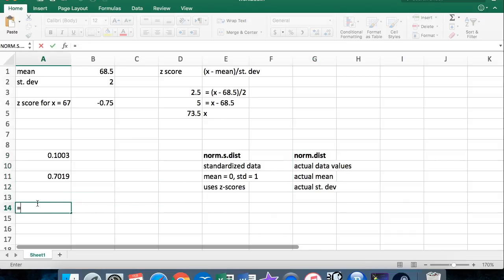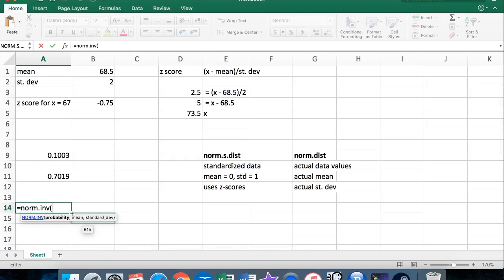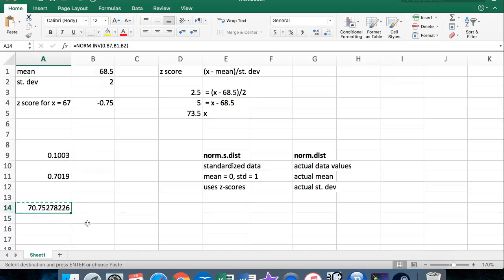But now, if you want to find a data value given a probability, it's not dist. You're going to be using inverse. So norm.inverse will take a probability as an input, and then your mean and your standard deviation, and it will give you the actual data value. So here, it's 87% that a randomly chosen adult male's height will be less than how many inches. This means 87% are less than this value. So this means it's area to the left, so we don't have to do anything here. So 0.87, our mean is 68.5, and standard deviation is 2. Enter, and this is the value, so 70.75.